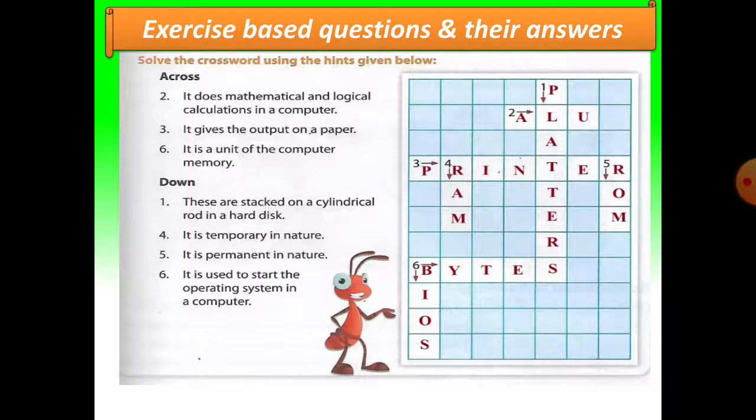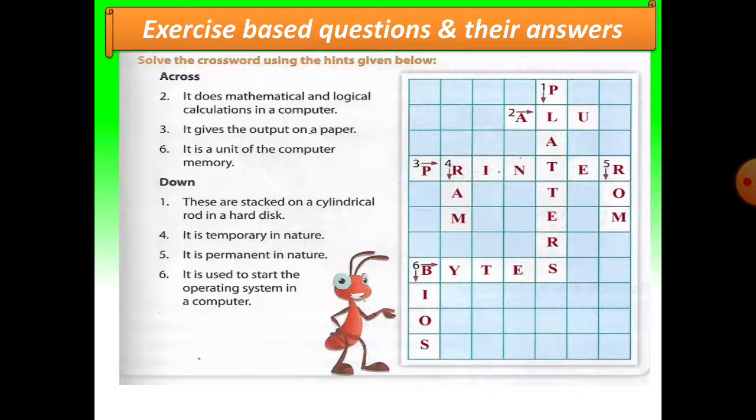Number 6, it is a unit of the computer memory, and the number 6 across is bytes. Yes, bytes is the unit of the computer memory. Now down, number 1, those are stacked on a cylindrical rod in a hard disk, and those are called platters. Number 1 is platters. Number 4, it is temporary in nature, and we know that RAM is temporary in nature. Number 4 is RAM.